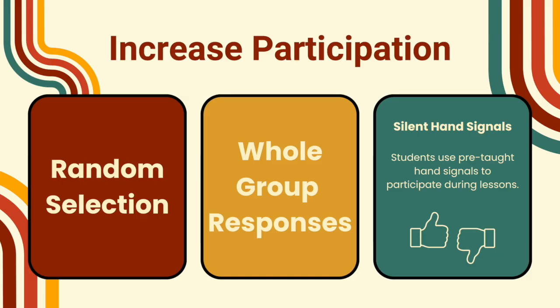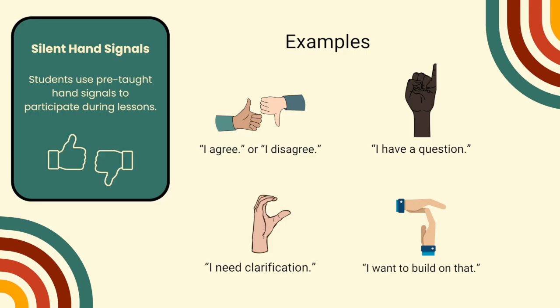Our last strategy is silent hand signals. So silent hand signals are when students use pre-taught hand signals to participate during lessons. Some examples of silent hand signals might include a thumbs up or thumbs down to say "I agree" or disagree with a teacher or peer comment, a student raising a pinky to indicate they have a question related to the lesson. Students might raise their hand in the shape of the letter C to ask for clarification or a more detailed explanation. Or maybe students want to build on a comment made by the teacher or a peer, so they indicate that by holding up one hand and then putting the other hand on top.